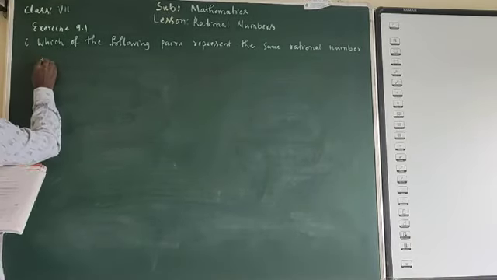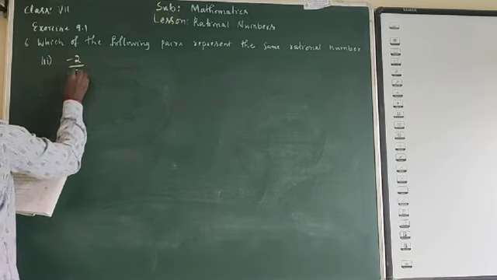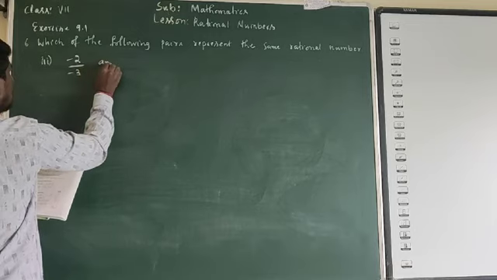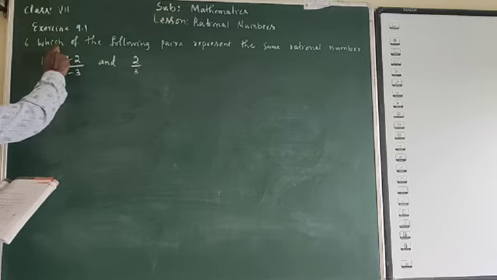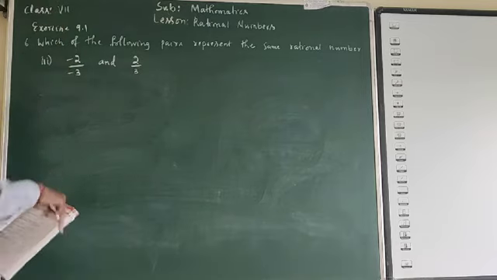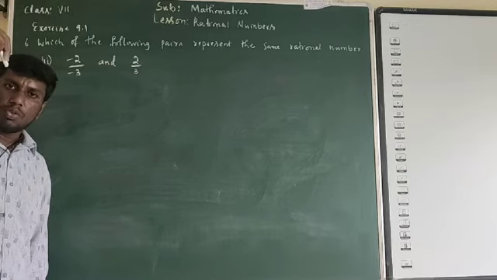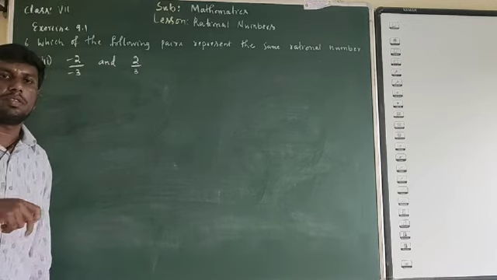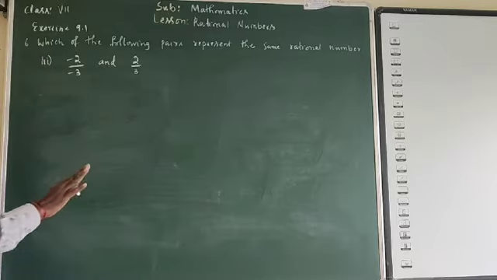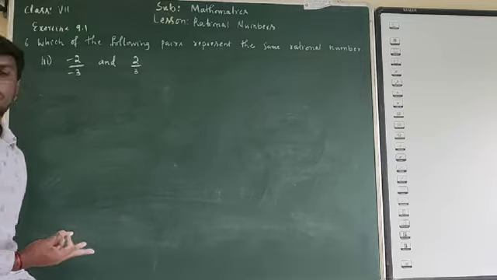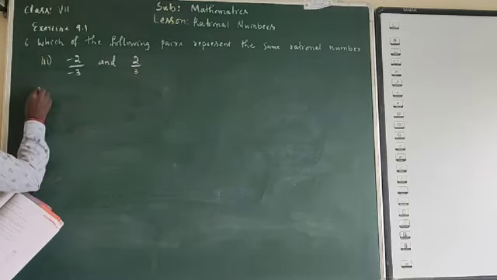So third one is minus 2 by minus 3 and 2 by 3. If I am having a negative sign in the numerator and denominator, I can cancel it. Remember that. If a negative sign is there in the numerator and a negative sign is there in the denominator also, I can cancel it. So it will become plus 2 by 3. Earlier 2 by 3. So it is already in the simplest form. So both must be equal. Both represent the same rational number.